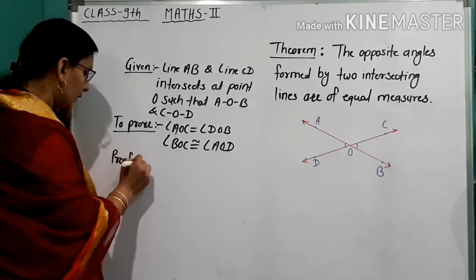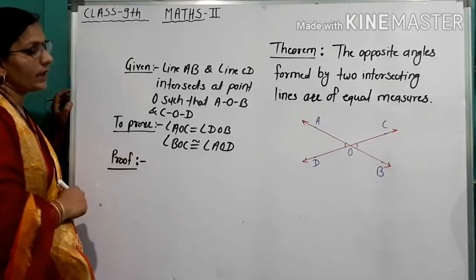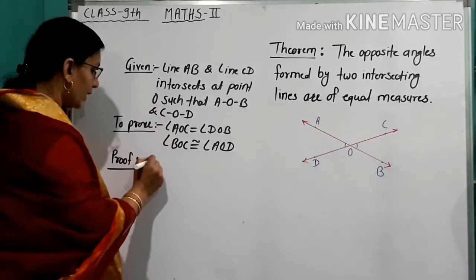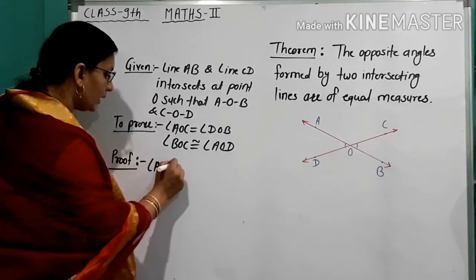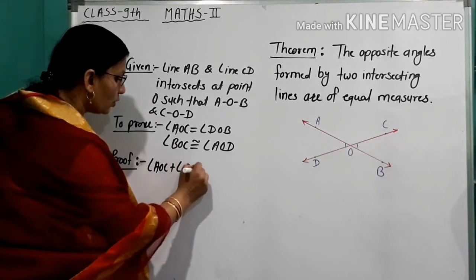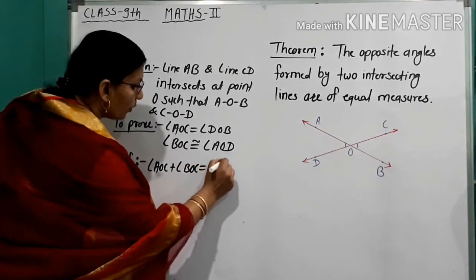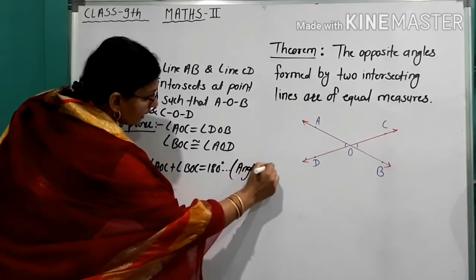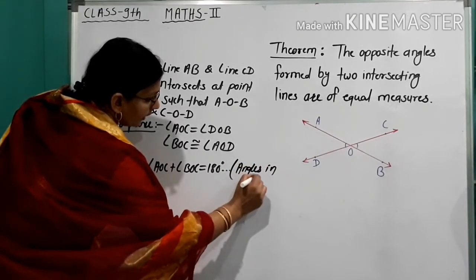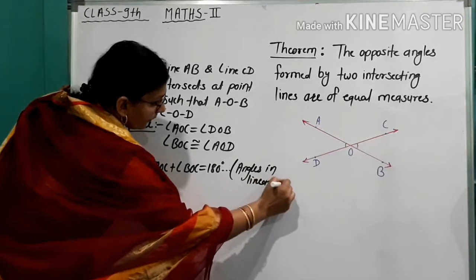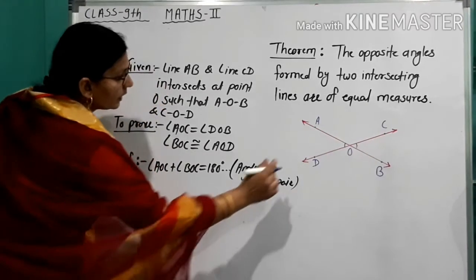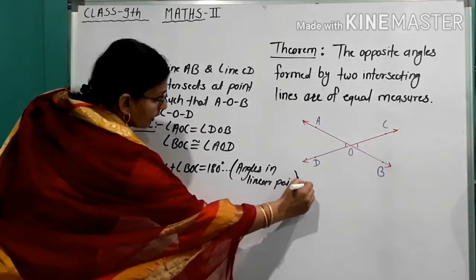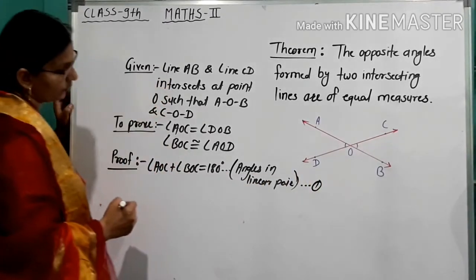Then the proof of that theorem. We know that angles in a linear pair are supplementary. Here angle AOC plus angle BOC equals 180. Reason: angles in linear pair. This is number 1.